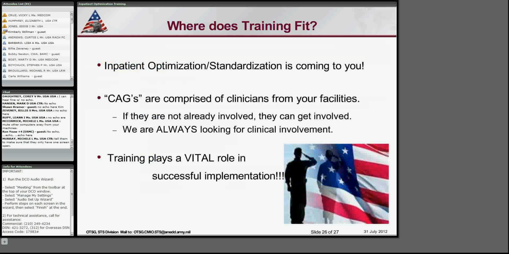CAGs are comprised of clinicians from your facilities. So if your facilities are not involved, please make sure that they are involved. We want them to be there. We want our content to be widely accepted as it's pushed out to the facilities. And the more bedside clinicians that we have involved, the better it's going to be. Training is vital in all of this for successful implementation, especially. The amount of training may change depending on what the content is and how much is being released at one time, but we can't do it without your help, and we can't do it without a strong training and workflow analyst involvement.